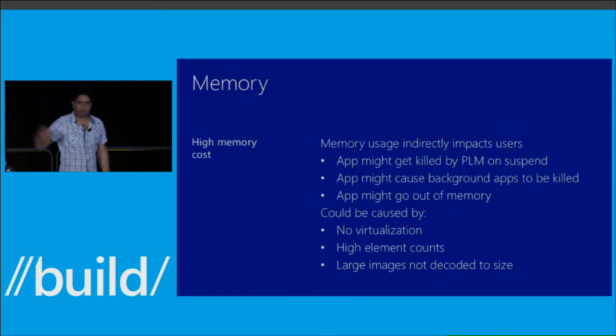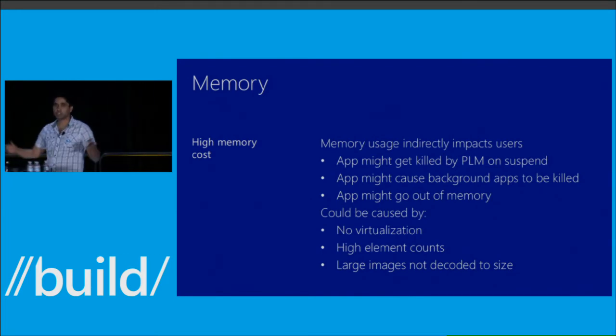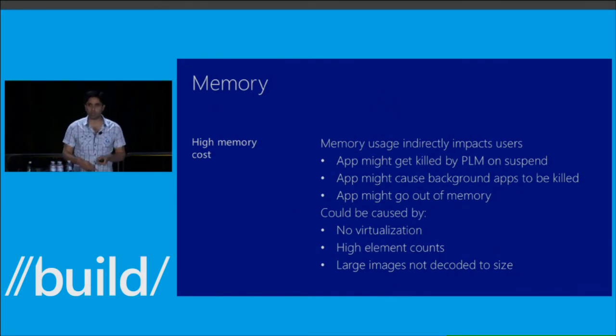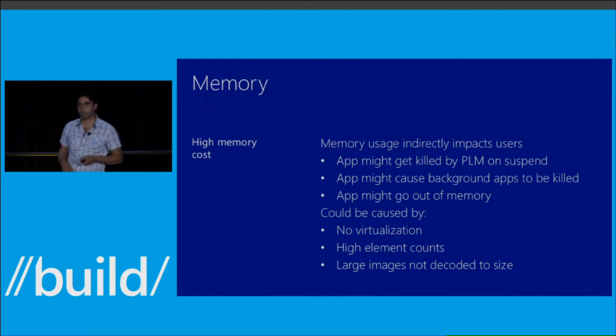Same thing with memory. This comes back to the efficiency of your system, how efficiently you're using the system resources. So you want to make sure that you have a smaller tree, virtualized content, and delay loading the content. Your element count should not be too high. And when you're decoding images, you decode those images to the size which you really want.